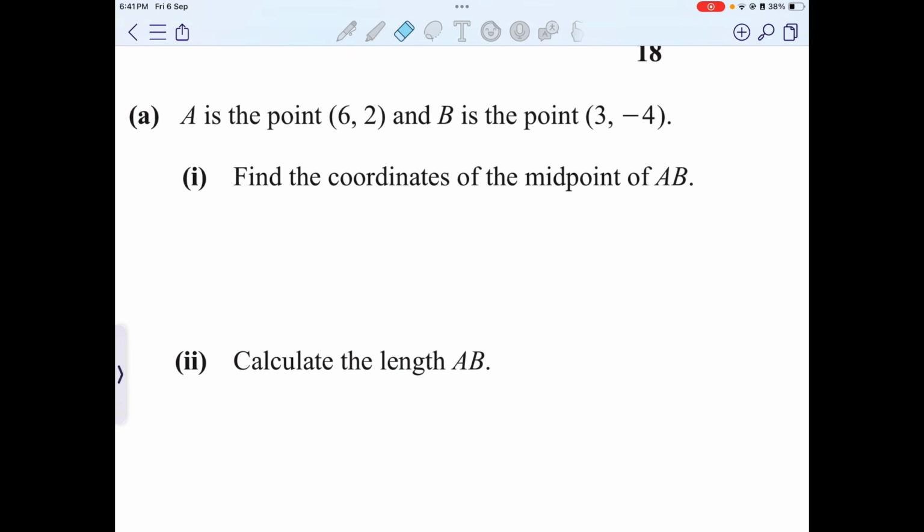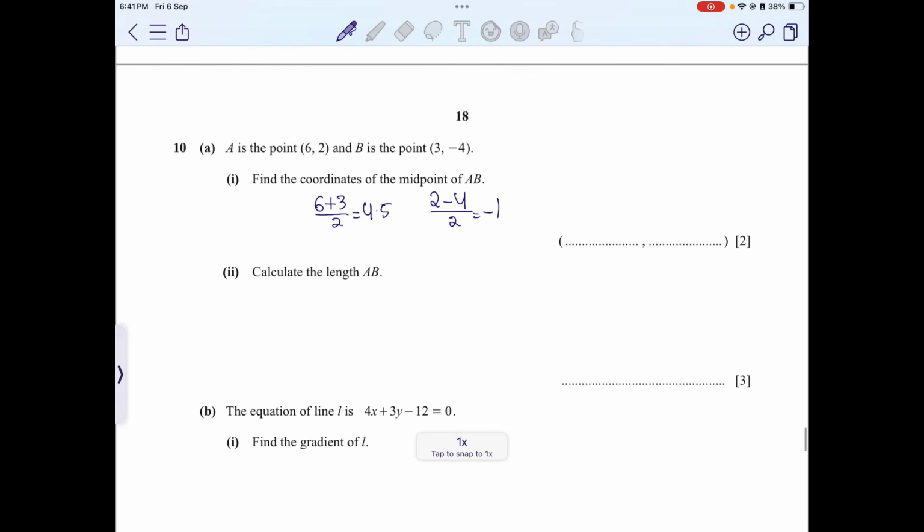For the midpoint, all you have to do is add up the x values, which is 6 and 3, and find half of them. That is 6 plus 3 divided by 2. 6 plus 3 is 9, divided by 2 is 4.5. And you do the same for the y values. Now 2 plus negative 4, that is 2 minus 4, divided by 2 is negative 1. So your answer is (4.5, -1). Easy. Just add up both of them and then divide.